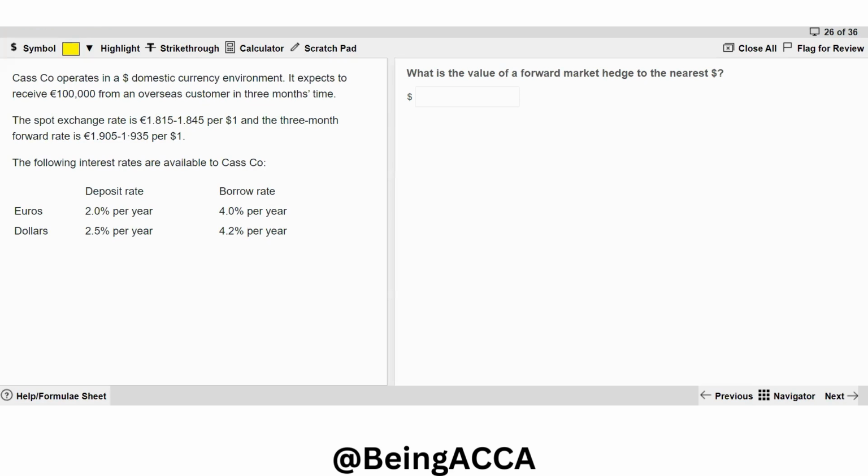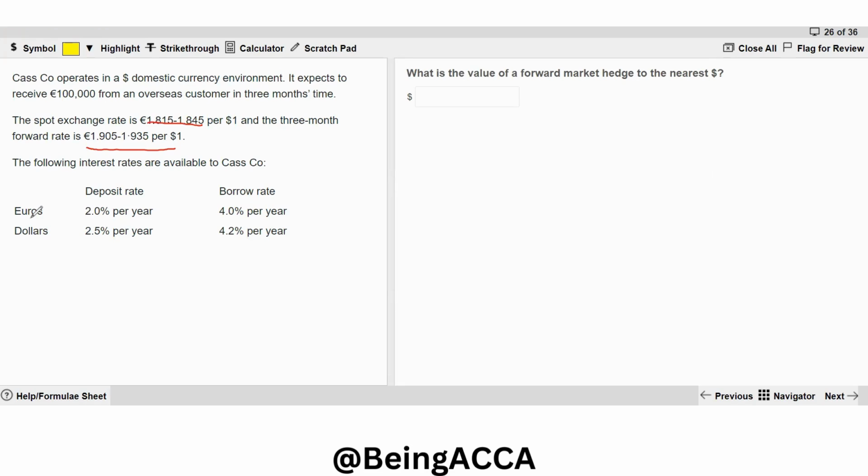We have Cast Company, which operates in a dollar domestic currency environment. It expects to receive 100,000 euros from an overseas customer in 3 months' time. The spot exchange rate is given to us, and the 3-month forward rate is also given to us. The following interest rates are available to Cast Company. These are the deposit and borrow rates for euros as well as dollars. So the first requirement wants us to find out the value of a forward market hedge to the nearest dollar.